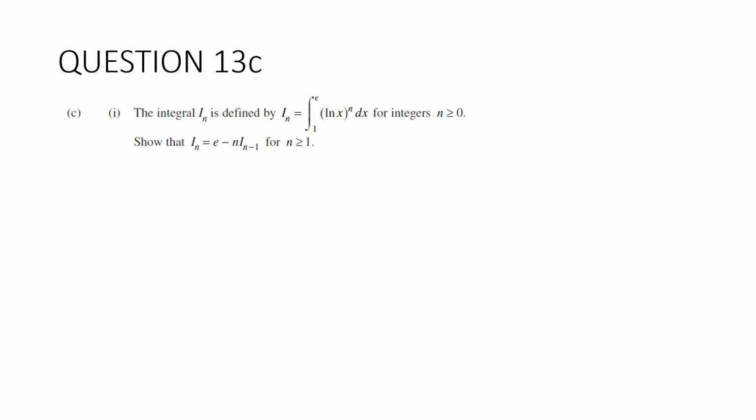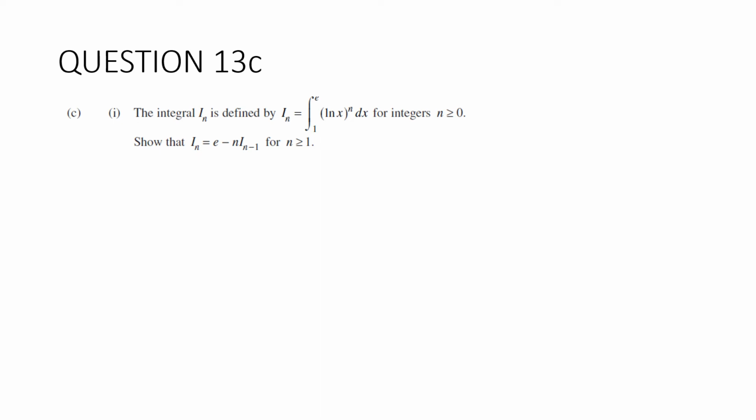13c. The integral In is defined as the integral between 1 and e of (ln x) to the power of n dx for integers n greater than or equal to 0. Show that In is equal to e, take away n times I(n-1), for n greater than or equal to 1. So we're going to use integration by parts, and remember, when we have a log involved, we're going to make this equal to u, and 1 is going to be v dashed. So let's set that up.